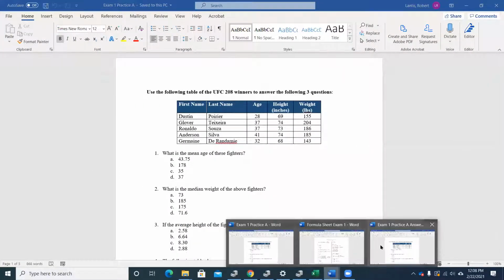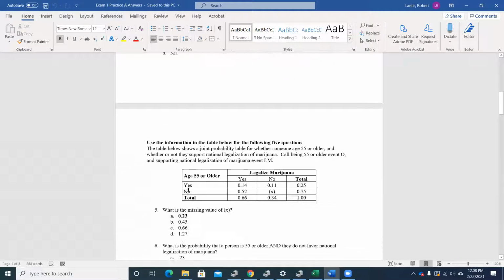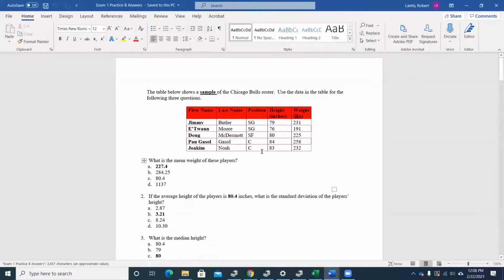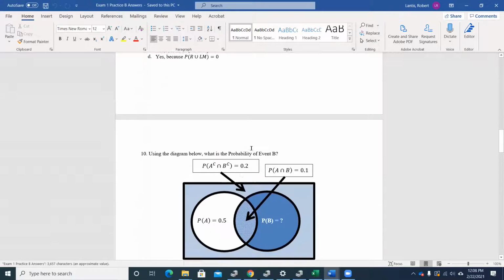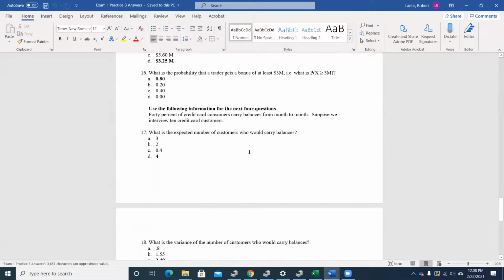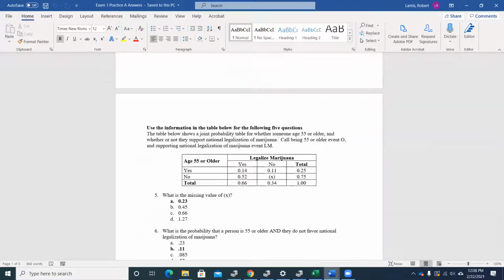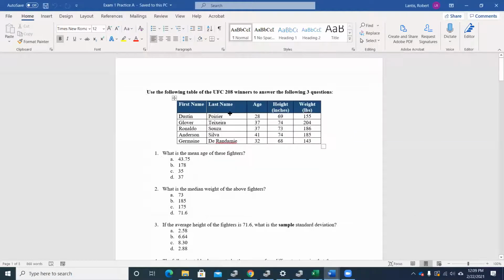Now notice for the answers, I don't show any of the work. If I recall, on practice exam B, I don't have the work there either. I'll upload another file that shows how to work these out, so that if we don't get to go through every single problem, you'll see how we work them out and not simply what the correct answer is. But for today, let's start with practice exam A.